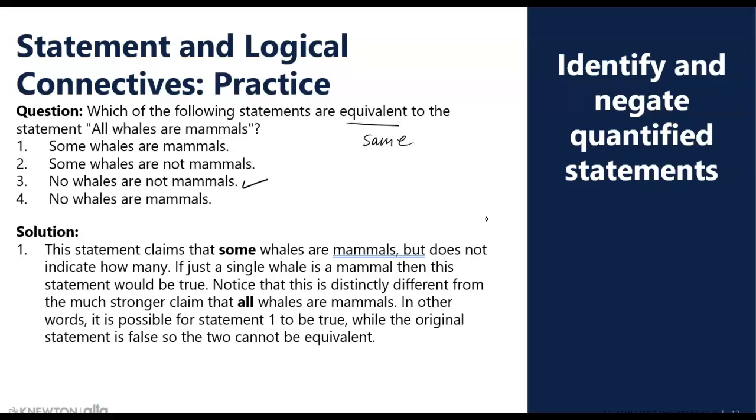No whales are mammals. So this is the double negative. No whales are not mammals means all are. You can't find one that isn't, which means they all must be. Some whales are not mammals would be the opposite. This would be the negation.